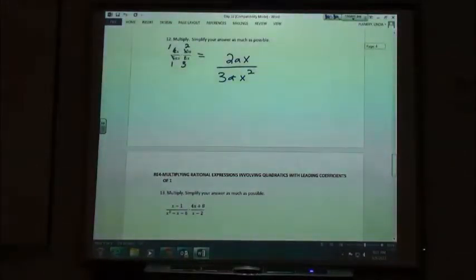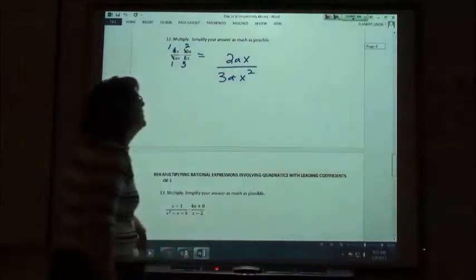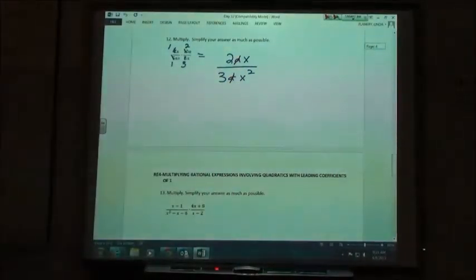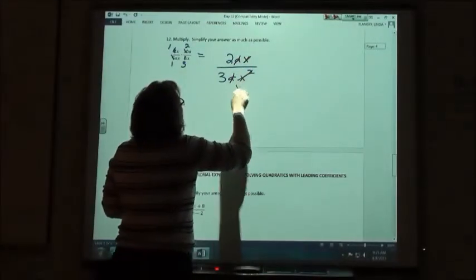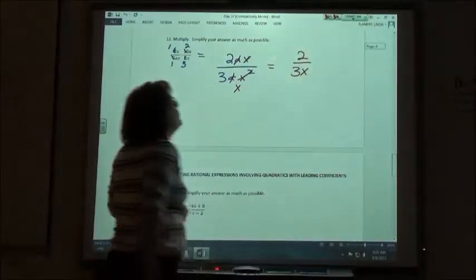So canceling on my variables, what can I cancel out of there? I can cancel out the a's, which means those are gone altogether. And then just leave one x on the bottom. So my answer, 2 over 3x then.